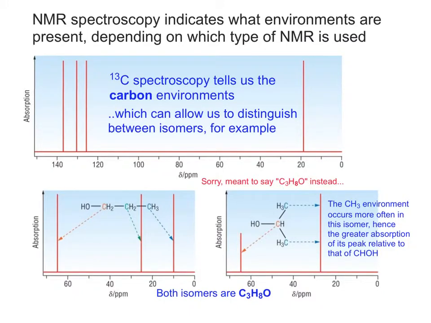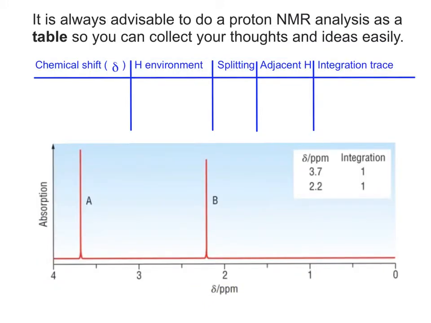So let's now have a quick look at NMR hydrogen spectroscopy, or proton NMR as it's called. When you're doing a proton NMR analysis, it's always advisable to do it as a table rather than lots of different sentences. The reason is twofold. First of all, it allows you to collect your thoughts and ideas easily as the candidate, but secondly, it also allows the marker, the examiner, to see clearly what you're talking about, and you're more likely to get marks for it. So when you're filling in the chemical shift part of your table, you use the spectrum you're given or information in the question.